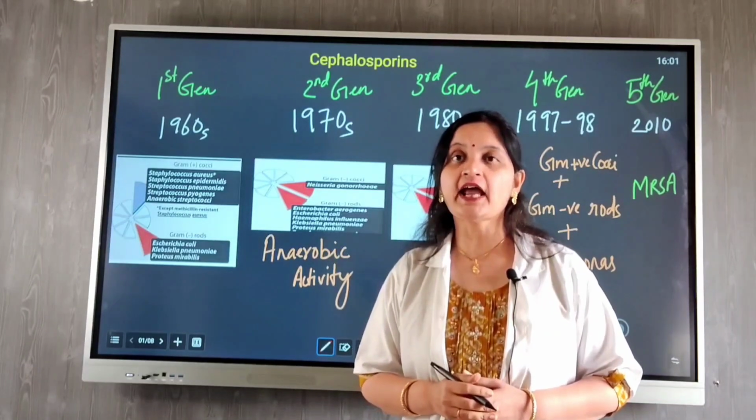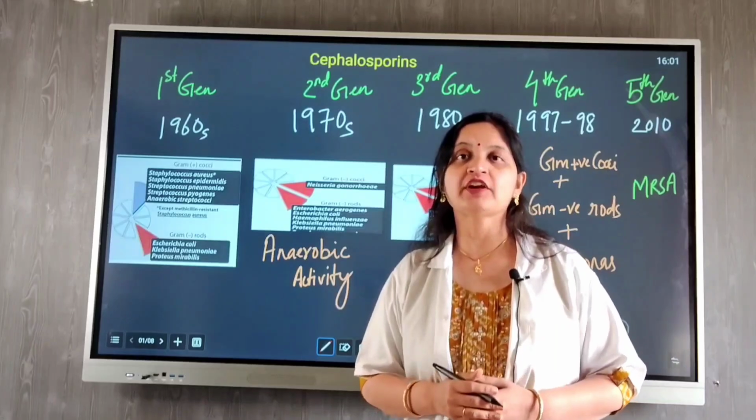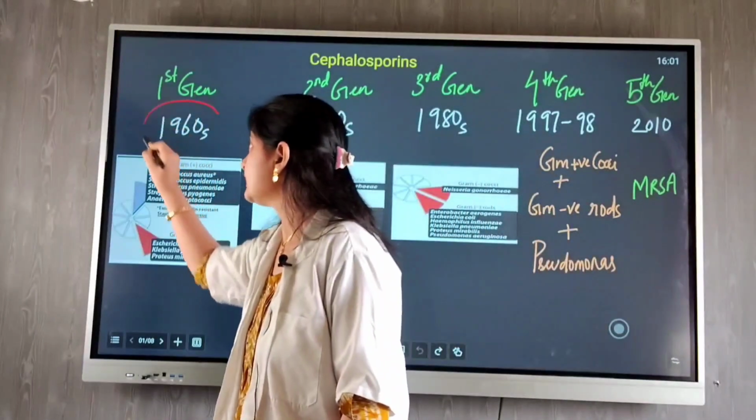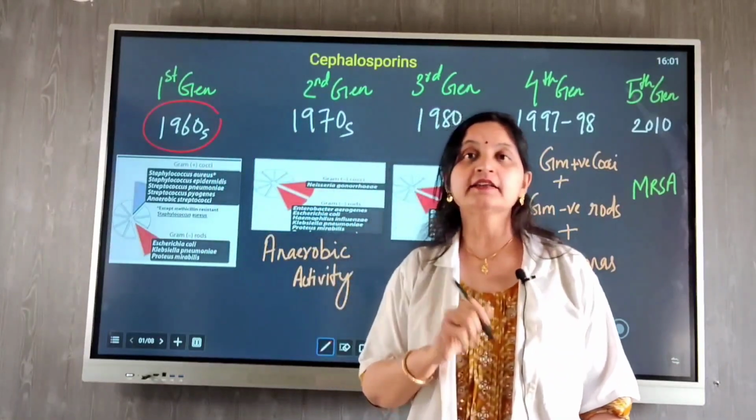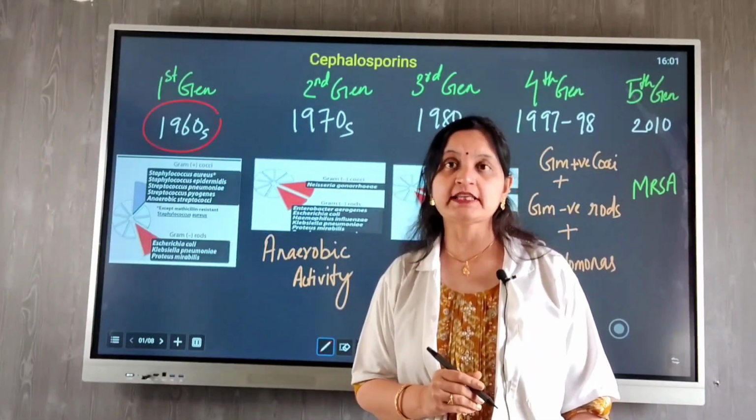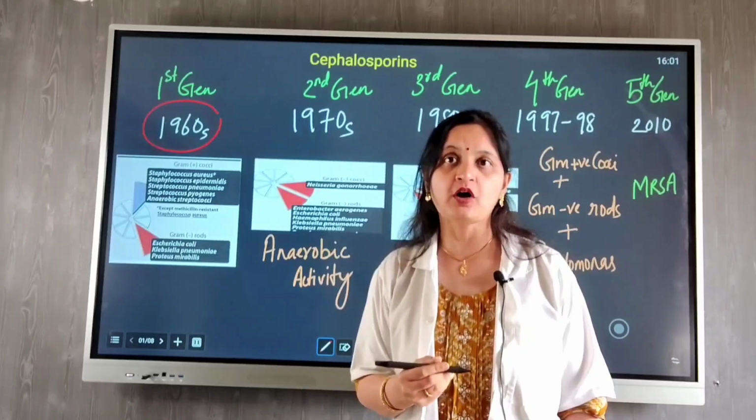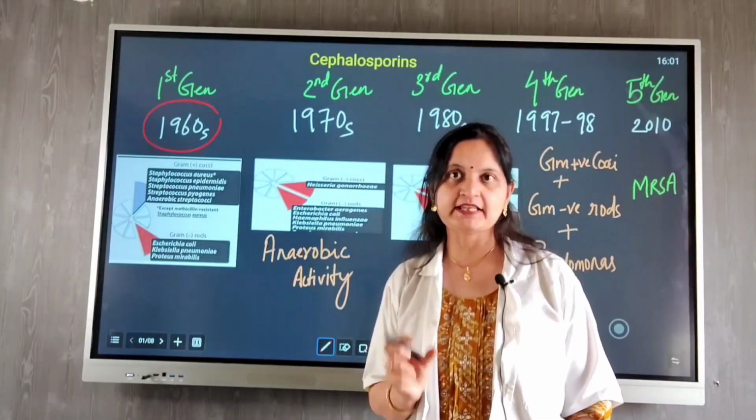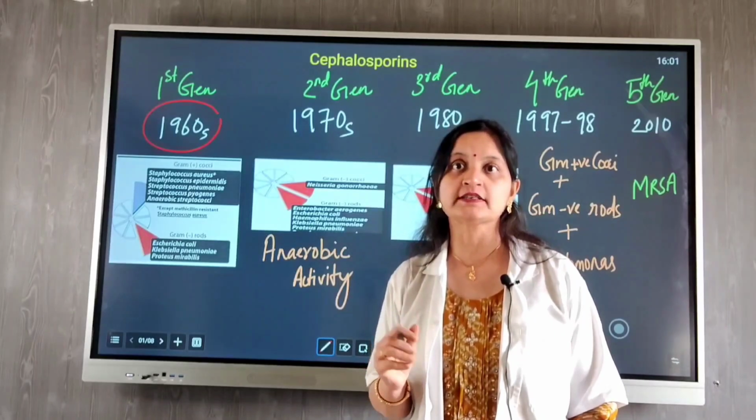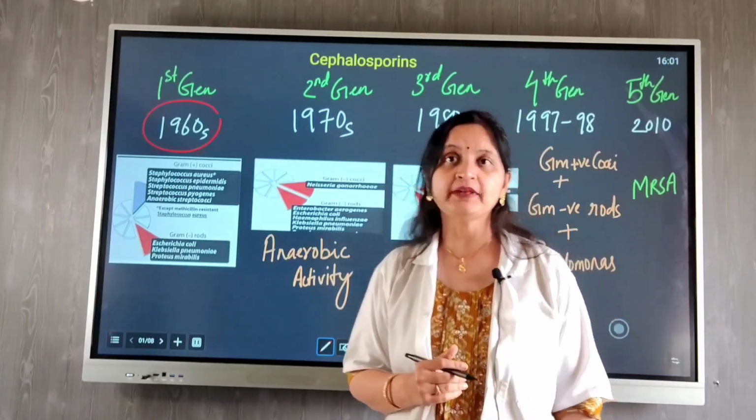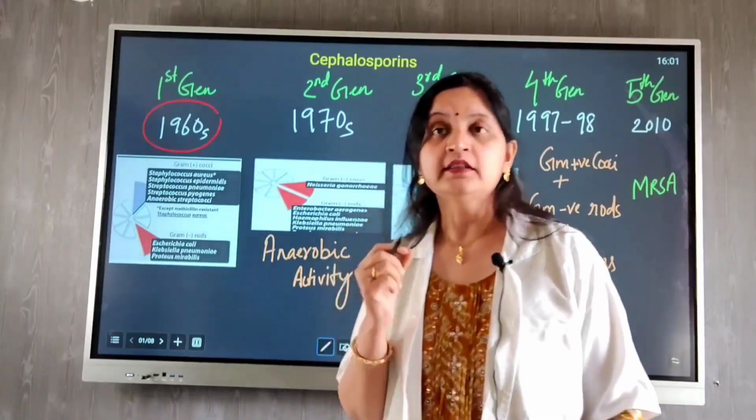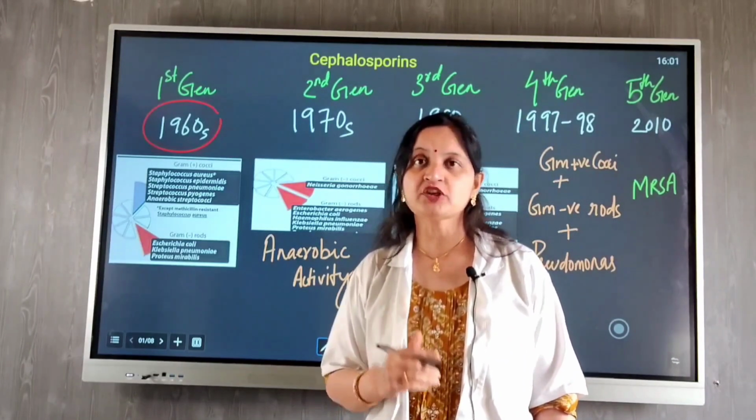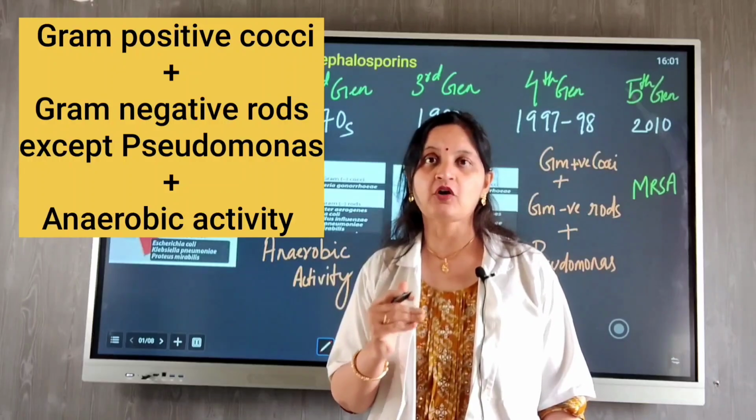So let us first see the antibacterial spectrum of different generations of cephalosporin. The first generation of cephalosporin was introduced in the year 1960 and it is highly active against gram-positive organisms such as Staph aureus, Streptococcus, Pneumococcus. But to be noted that it is not active against methicillin-resistant Staph aureus. It has little activity on gram-negative bacteria. Therefore, this generation of cephalosporins is used for the treatment of infections that are caused by gram-positive cocci.